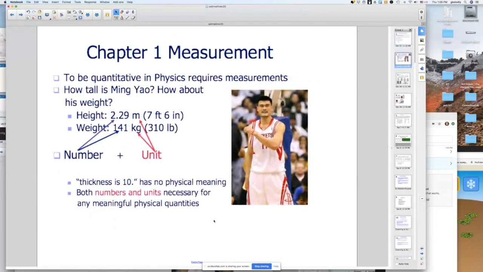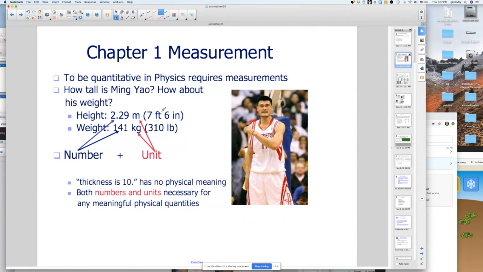So here's a picture of a pole vaulter. It's a very big fella, he's 7 feet 6 inches. I said 7 feet 6 inches, but why 7 feet 6 inches? Well, he could be 2.29 meters tall. This is the same as 7 feet 6 inches. In Europe, everybody uses the metric system.